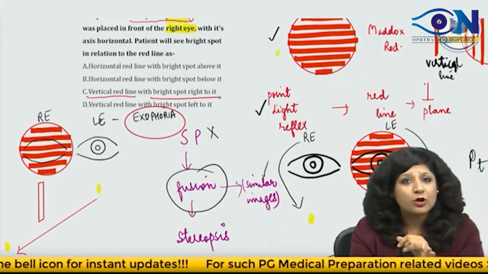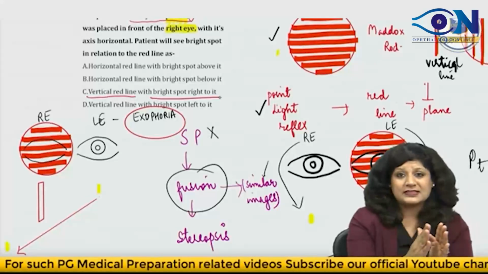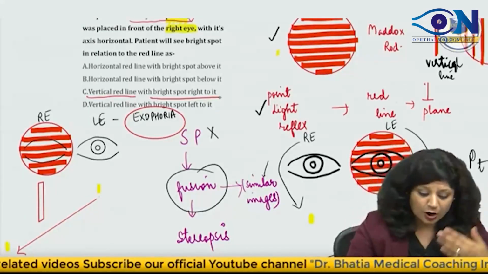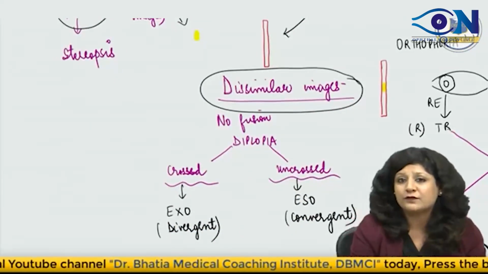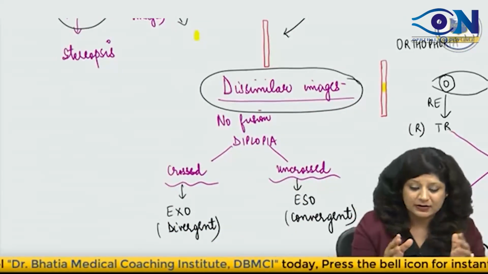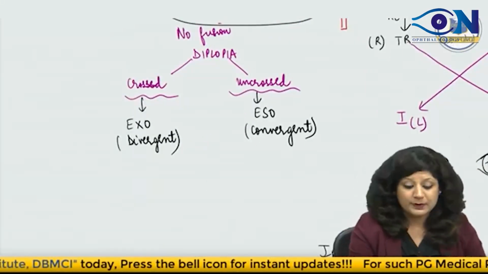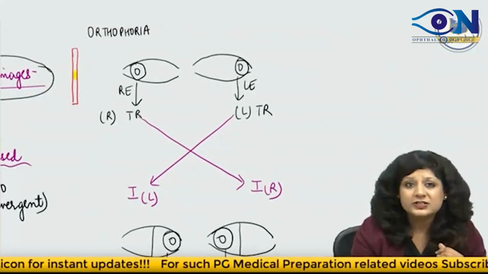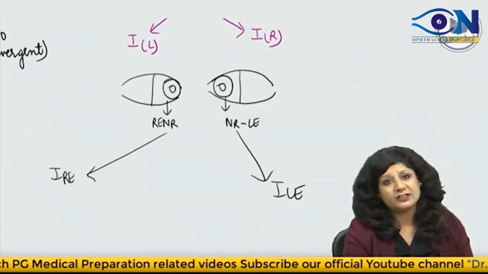You should know what is Maddox rod. You should be able to recognize the Maddox rod. What is the principle, how it is converting into a line, how should you keep the Maddox rod, then how it is actually helping in the detection of the squint by creating the dissimilar images. Then you should also know about crossed and uncrossed diplopia, how the crossed diplopia occurs in the divergent squint and how this uncrossed diplopia occurs in the convergent squint.